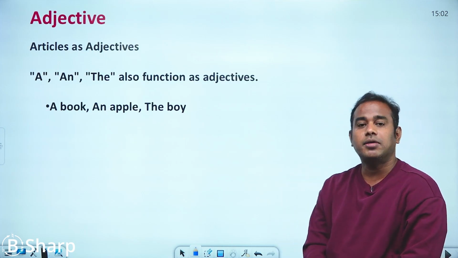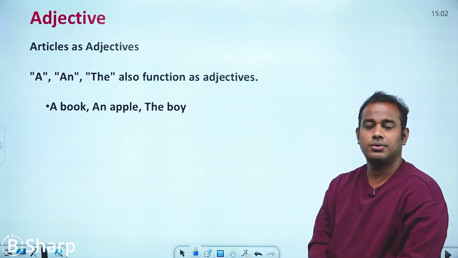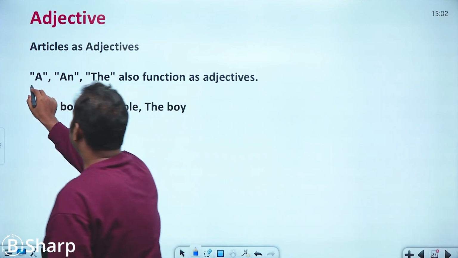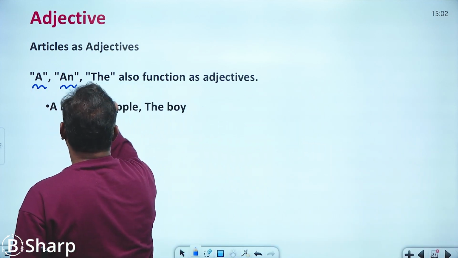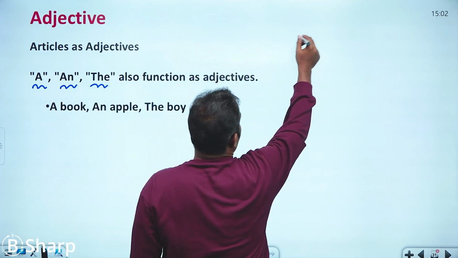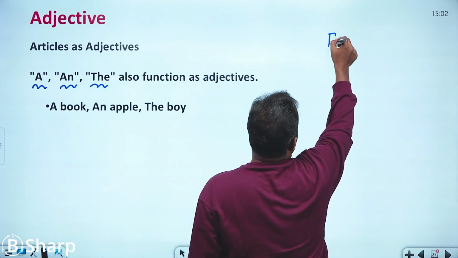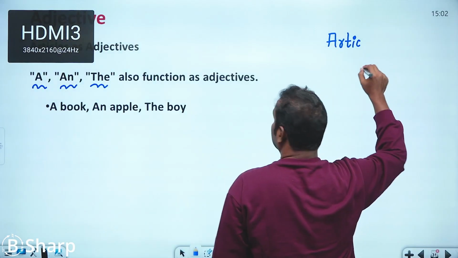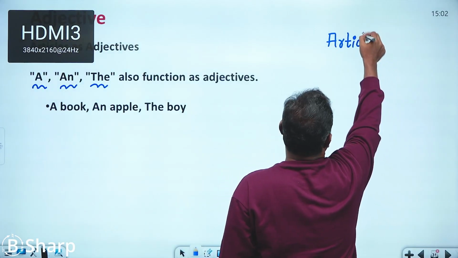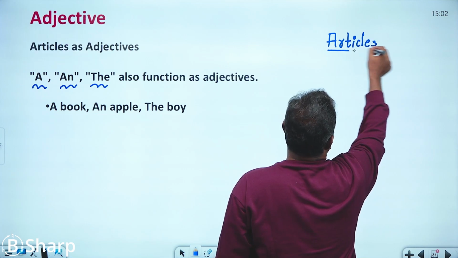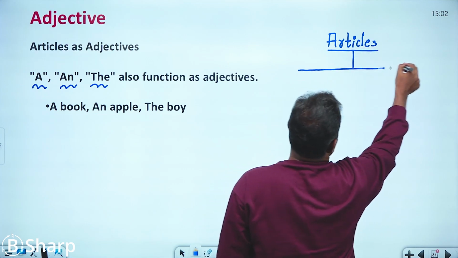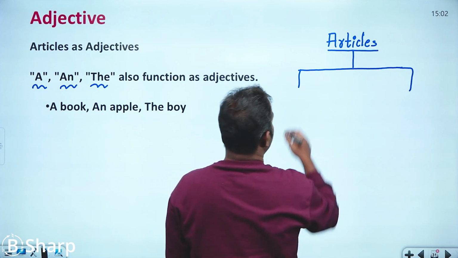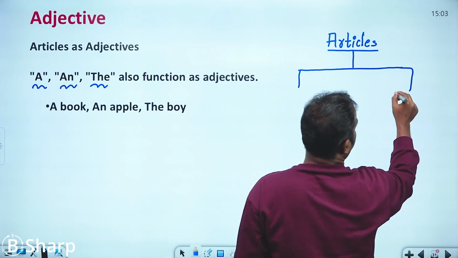Then sometimes articles are also used as adjectives. Why are articles used as adjectives? What is the basic meaning of an article? Articles are generally of two kinds, definite article and indefinite article. So, definite article.